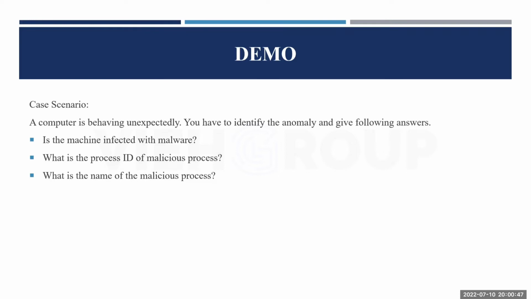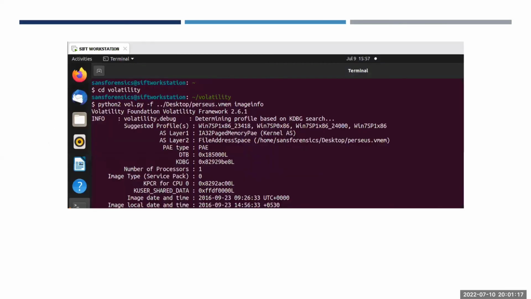There is a scenario where a computer is suddenly behaving unexpectedly. So we have to find out whether the machine is infected with malware. If it is infected, what is the process ID of that malicious process? What is the malicious process running? What process ID is allocated in the system? And what is the name of the malicious process which is running? We can identify these by using Volatility.